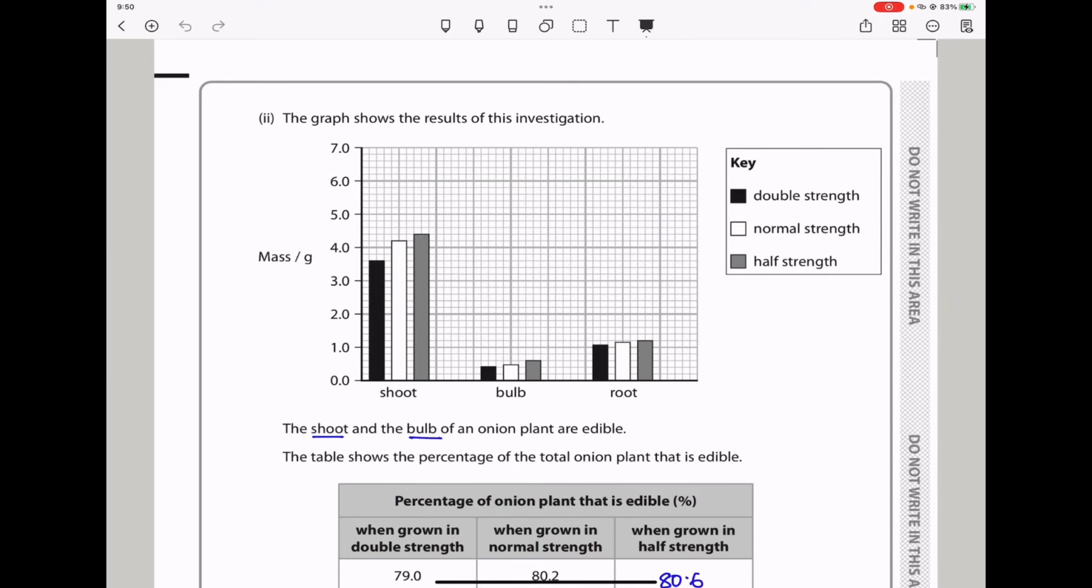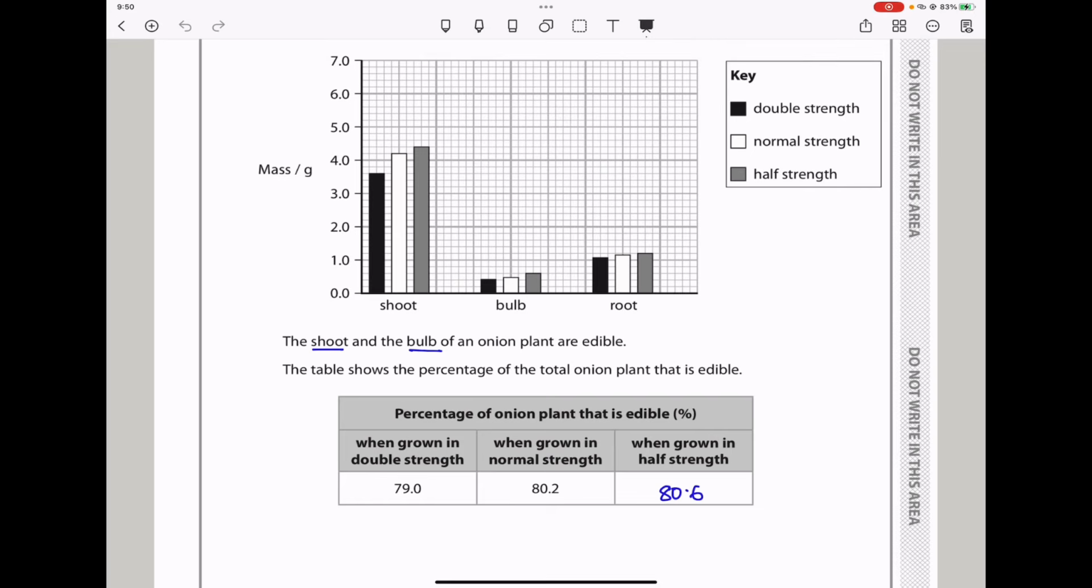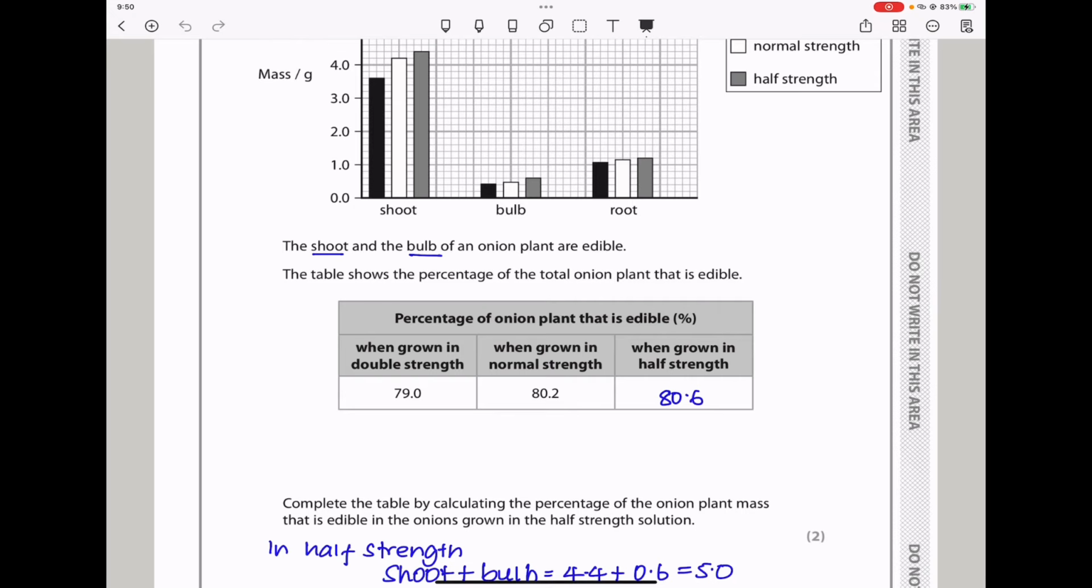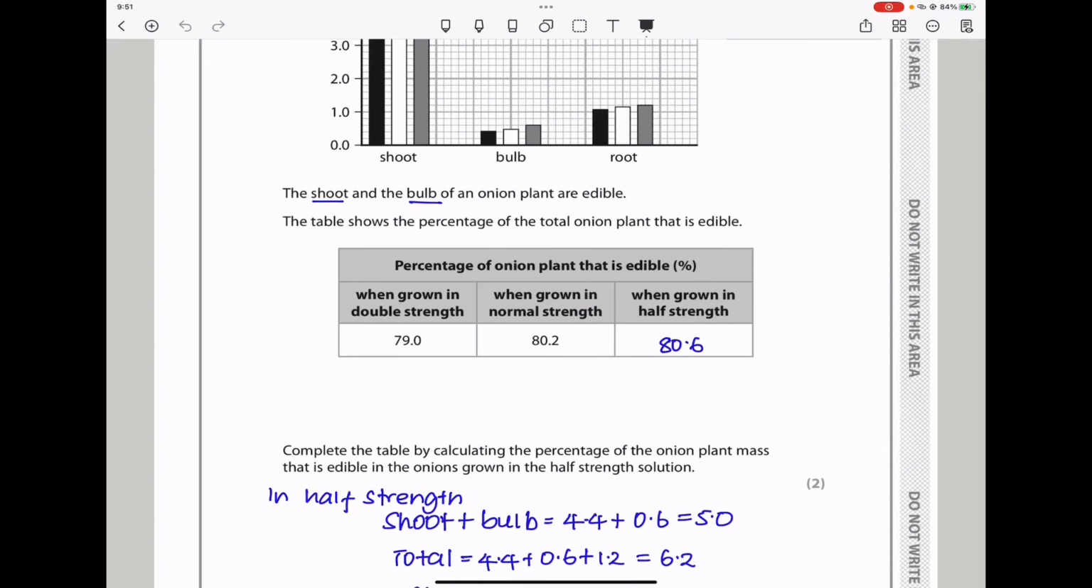They say the graph shows the results of this investigation. So we see there is double strength, normal strength, and half strength. For the shoot, we can see half strength had a higher mass than normal strength, and double strength had the least. Actually, for all 3, double strength had the least, and half strength had the greatest mass. The shoot and the bulb of an onion plant are edible. The table shows the percentage of the total onion plant that is edible. When grown in half strength, we have to get the shoot plus the bulb because these are the only edible parts. Roots are not edible.